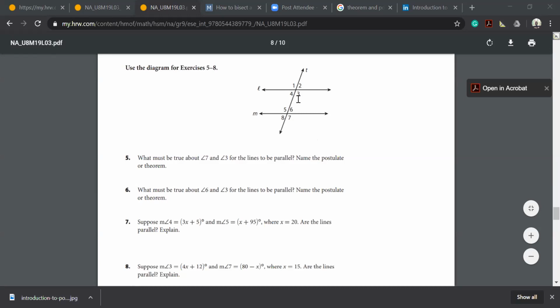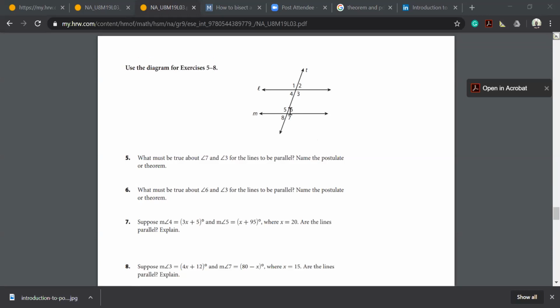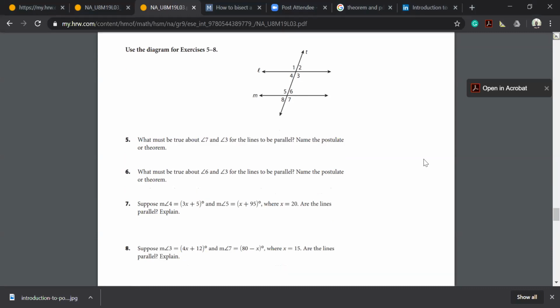Angle 6 and angle 3. They should be what so that the lines will be parallel? They should be equal? No. But they should be what? They should be supplementary because these two angles are same side interior angles, right? Because they are in the place of same side interior angles.